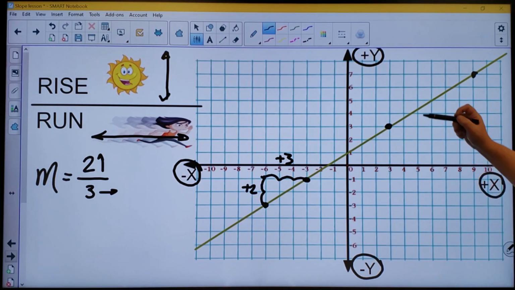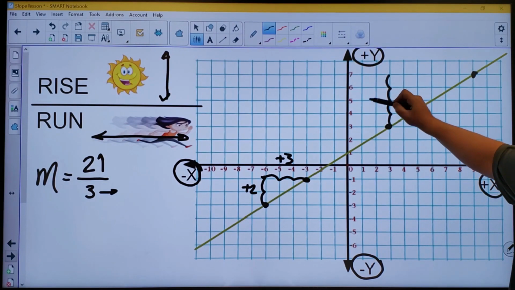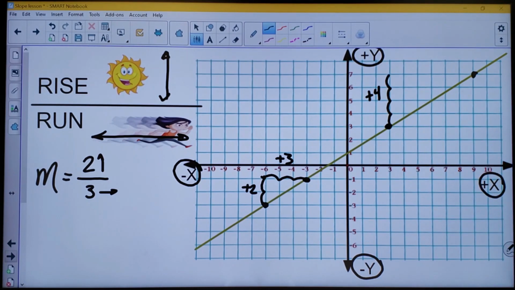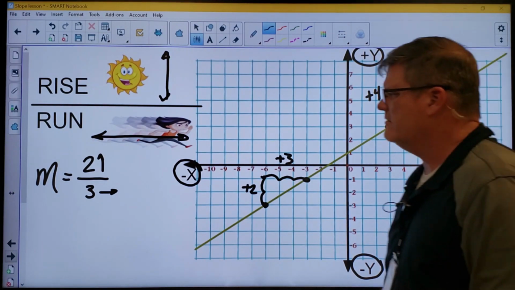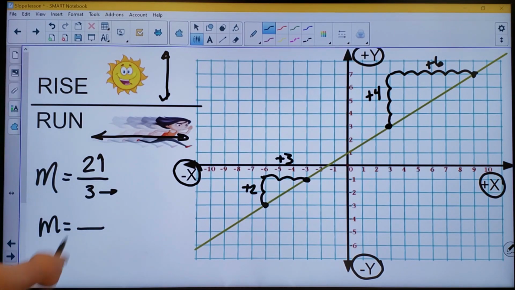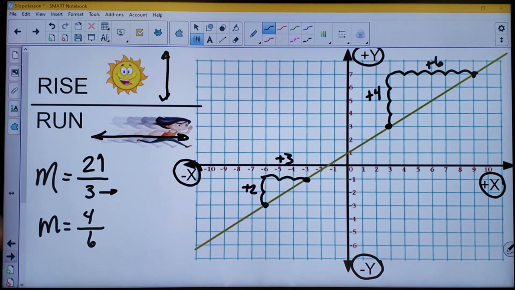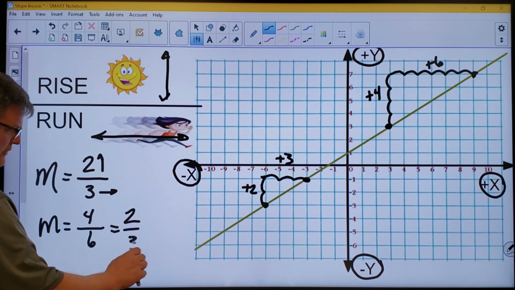Again, our rise. Okay, so if we're going to go up 1, 2, 3, 4, so we have plus 4 as our rise, and our run is going to be 1, 2, 3, 4, 5, 6. So plus 6 is our run. We come over here and we say, okay, the slope, we just determined that our slope was 4 over 6. We say, well, geez, those look like they're different slopes. But if we reduce this fraction, 4/6 will reduce to 2 over 3.